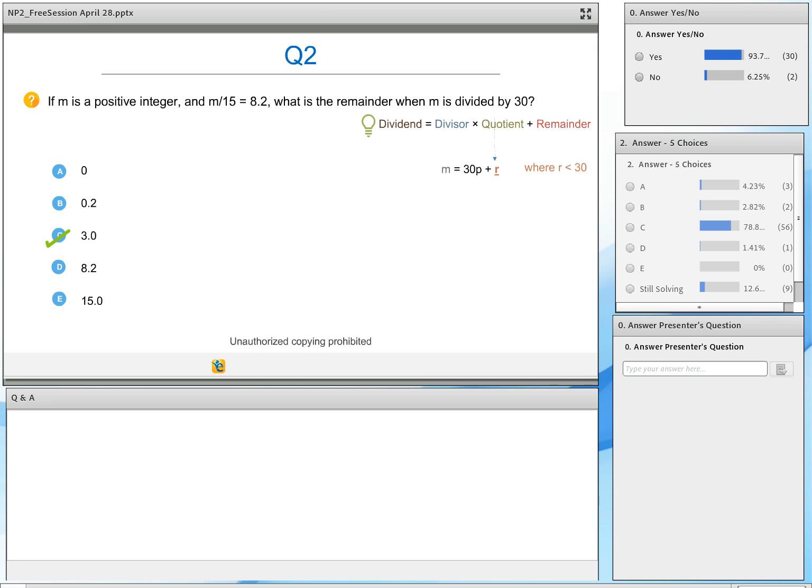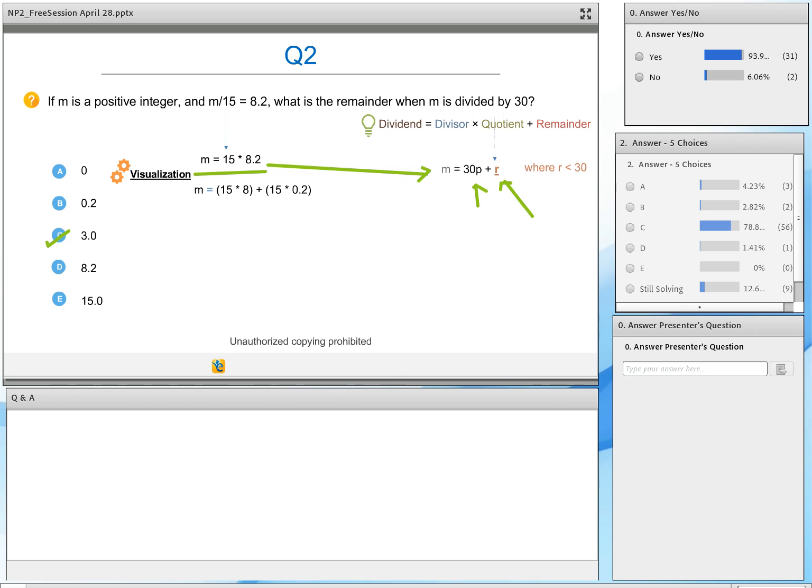All right. So again, the same thing, m is equal to 30p plus r, where r is less than 30. What's given to me is m is equal to 15 into 8.2. Now I have to convert this into the form of this equation, which is that one of the terms should be a multiple of 30 and the other term should not be a multiple of 30. So the multiple of 30 term is my 30p, and the other term that is not a multiple of 30 is my r term. So that's what I have to do over here.